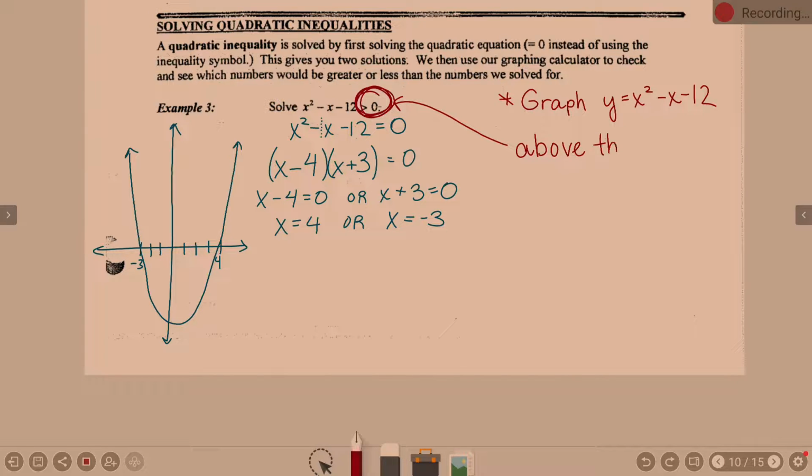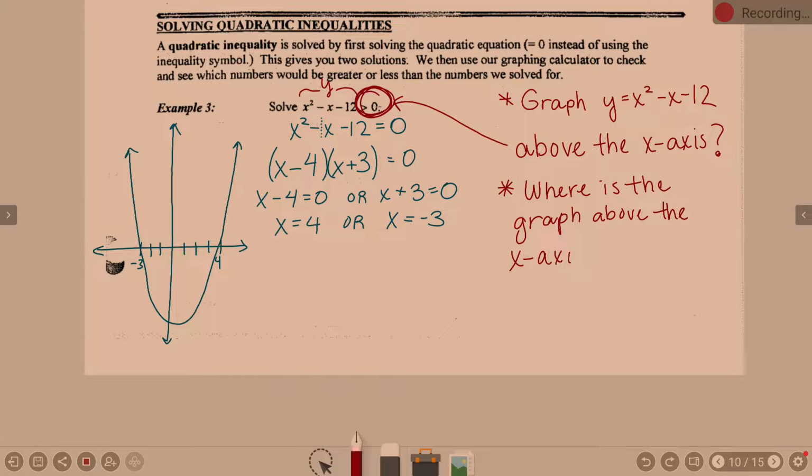Because it says greater than 0, we're trying to figure out where this graph is above the x-axis, because we basically want to know where the y values are greater than 0. If you're thinking of this as y, when are my y values greater than 0? So we're graphing that, and then we're asking ourselves, where is the graph above the x-axis? Because that's where my answer is. So where's my graph above the x-axis? Describe it. Where is it?